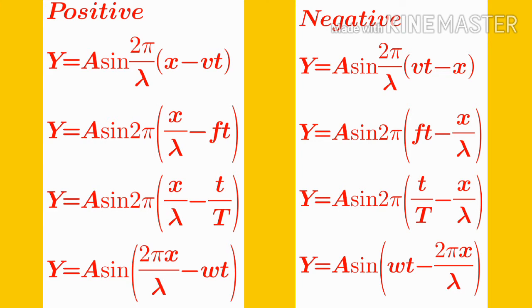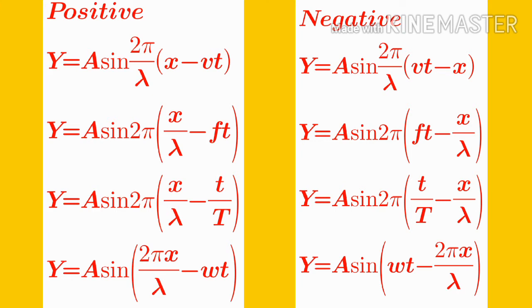Another one is a sine 2 pi, in bracket, x over lambda minus t over capital T, where capital T is the period. You know that f equals 1 over T, so we substitute f in equation 2 with 1 over T. That's how we now have small t over capital T. And on the right side too, you can see the negative direction equation.